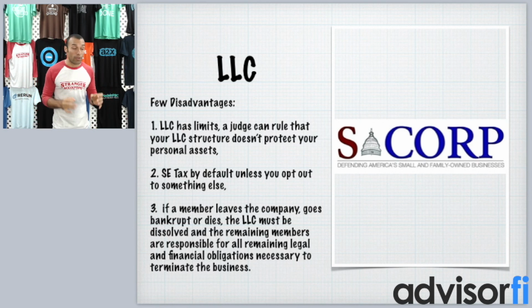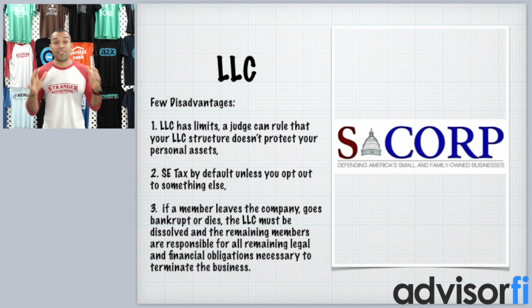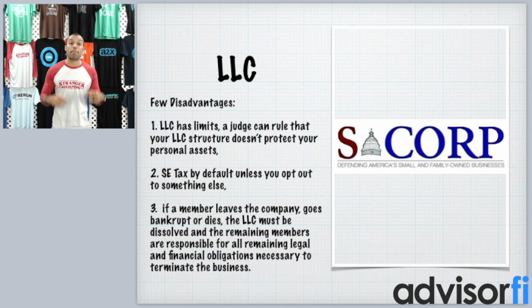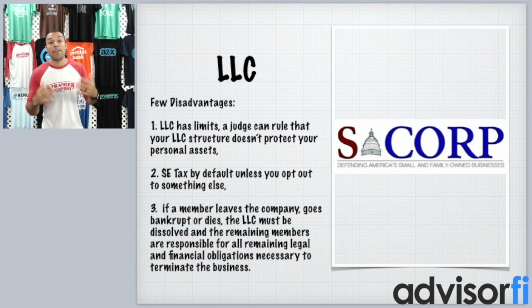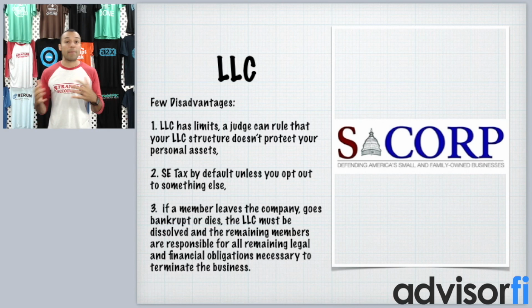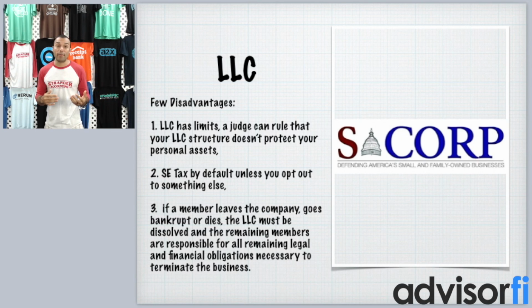Number two, self-employment tax by default is a disadvantage to an LLC unless you opt out otherwise. So if you're one person that forms an LLC, by default, you're considered a sole proprietorship tax classification, which is a bad position to be in tax-wise. If you're more than one person, let's say two people or more forming an LLC, you're considered a partnership, which by default charges you self-employment tax, which is not the best place to be in. You can elect out of that, but by default, an LLC is taxed self-employment tax, which you can opt out of.